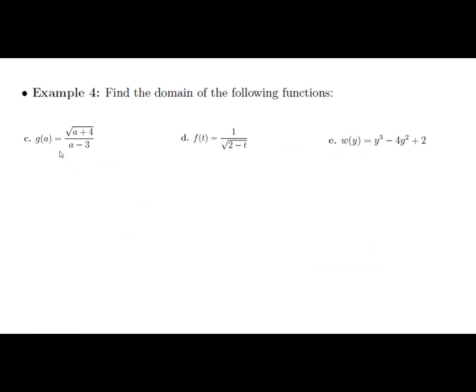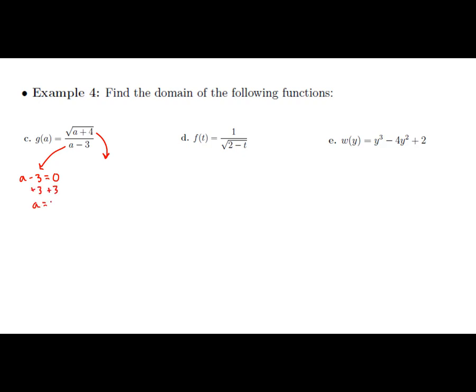Now in part C, we really have both situations happening. We've got a square root, and we have the potential to divide by 0. So what we really have to do here is just attack these one at a time. So on the one hand, I know that a minus 3, I got to watch out for when that's 0.